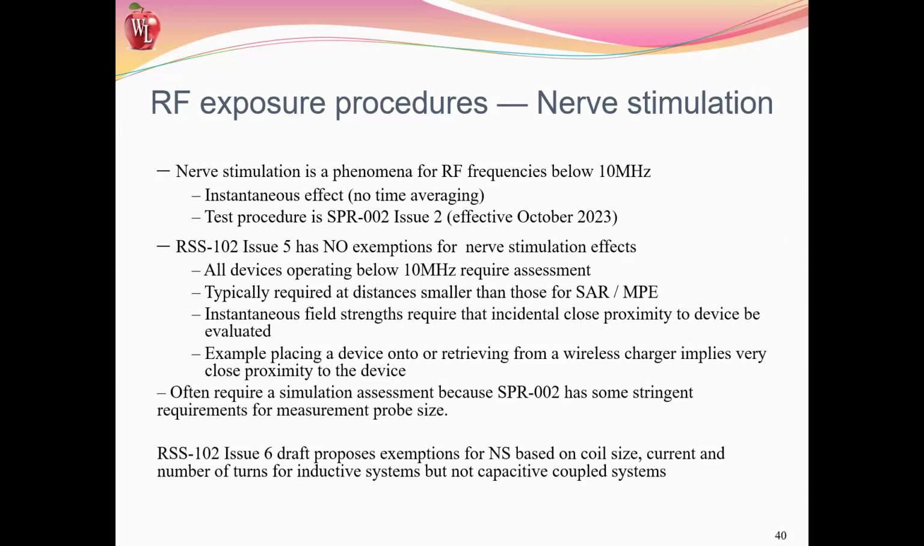Now, the Issue 6 draft proposes an exemption for nerve stimulation, but it's based on coil size, current, and number of turns in the inductive system. But if you've got a capacitively coupled system, it still has nerve stimulation requirements. It cannot be exempt.